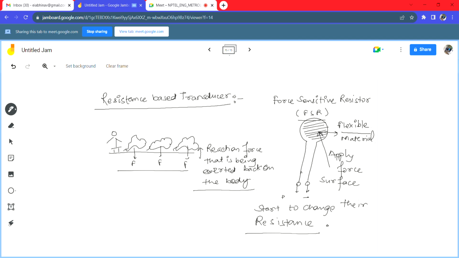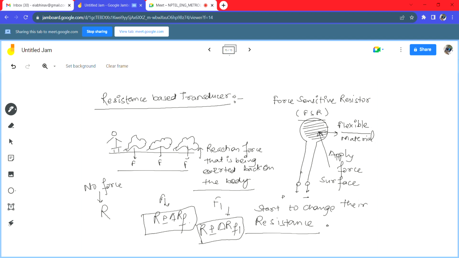Now suppose the original resistance was R. This R was with no force. As soon as a force F is applied, this R will change to R plus minus delta R corresponding to F. If F1 force is applied, the resistance will change up to R plus minus delta R F1. So every time you apply a force, the resistance will change, and hence it is named as a force sensitive resistor.